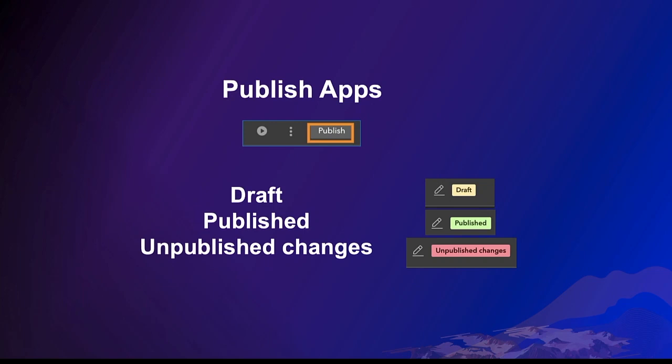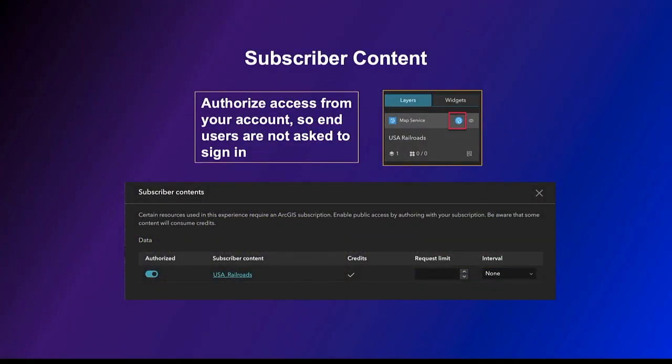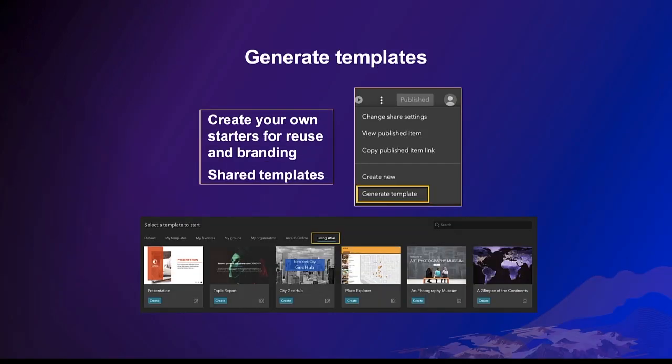Publishing is the process that moves apps from draft to published status. Once you publish the app, you can edit and test updates without affecting the live app. When the app has subscriber content from Living Atlas, you will be prompted to authorize access from your account, so end users are not asked to sign in. You may generate a template as your own starter for reuse or consistent branding.